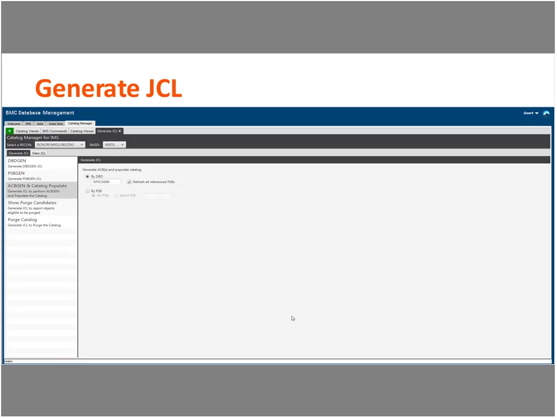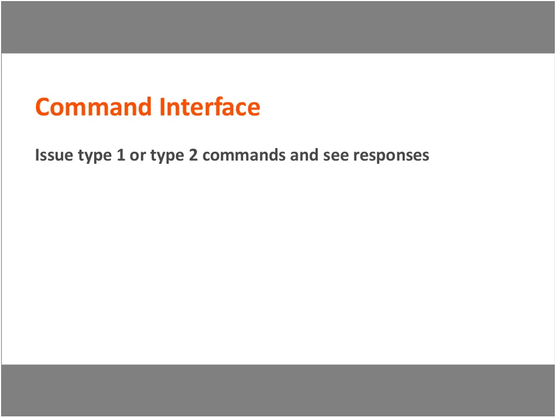And it works the same way as for reporting as far as generating that JCL. The command interface allows you to issue IMS type 1 and type 2 commands and see the responses interactively. We included this in the Catalog Manager GUI because there are functions that you need to do to administer the catalog with type 2 commands, and we also wanted you to be able to execute any IMS command from inside the GUI so that you didn't have to go off platform to do that.